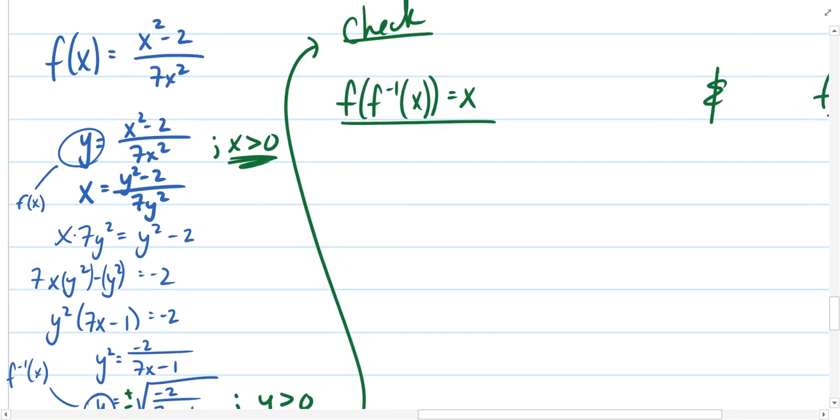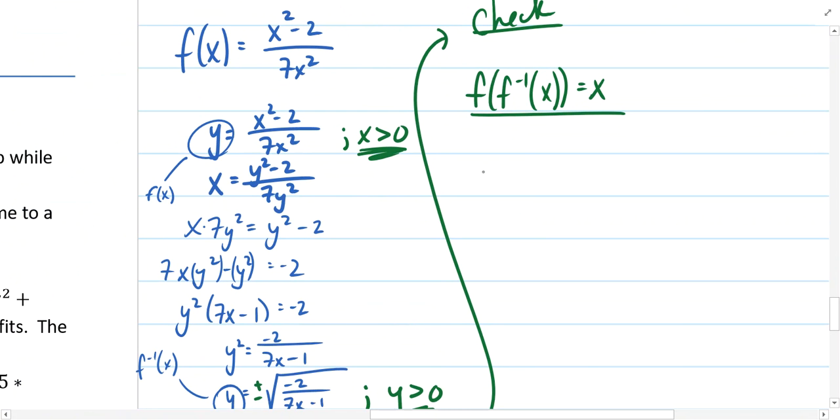So in this first direction with the f function on the exterior, we might have something that looks like this. We need, and I'm going to give myself plenty of room to work here, we need something squared minus 2 over 7 times something squared.